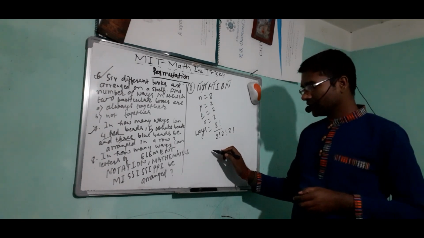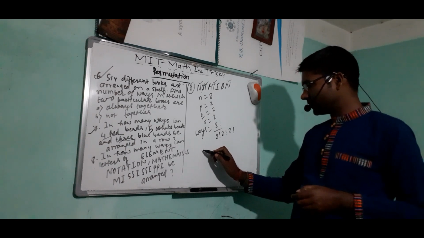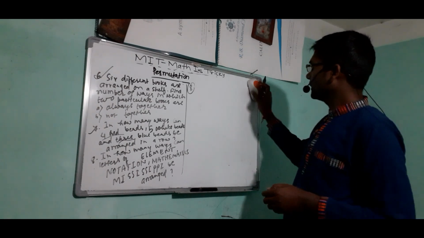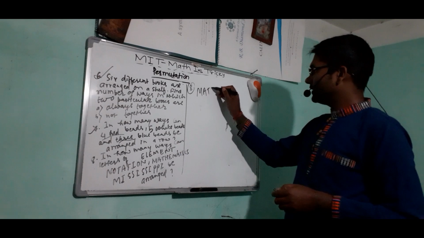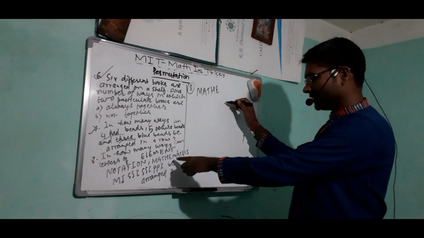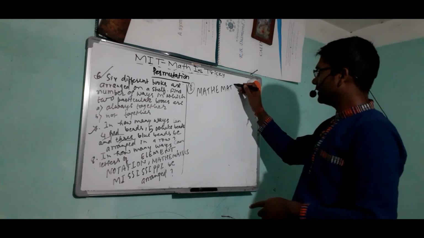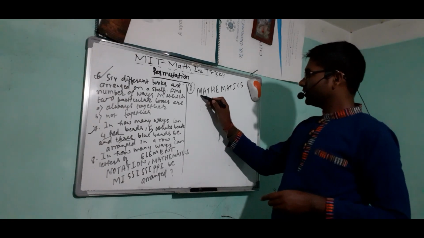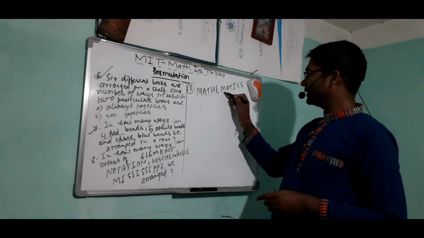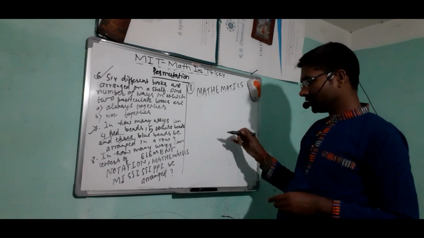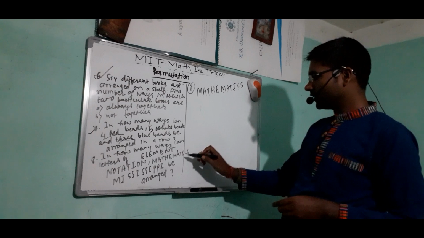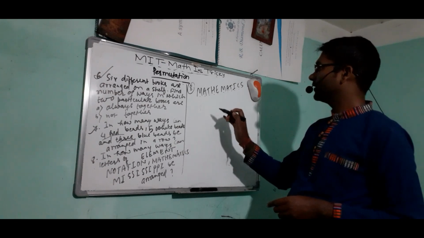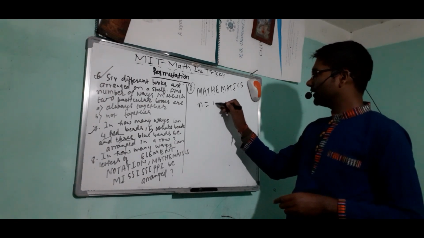Similarly we can write for mathematics. Let me write here MATHEMATICS: M-A-T-H-E, M-A-T-I-C-S. Okay, so let's first count the total number of letters. 1, 2, 3, 4, 5, 6, 7, 8, 9, 10, 11. Okay, so n equals 11.